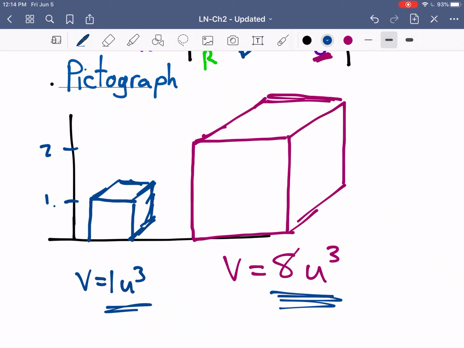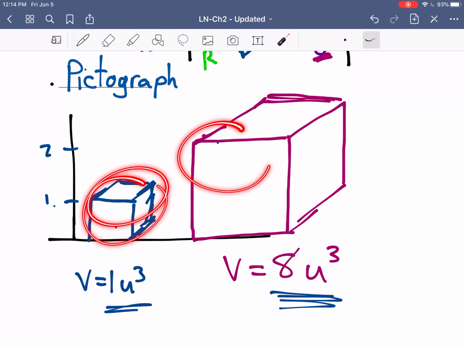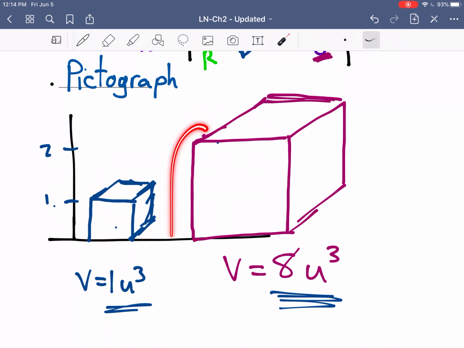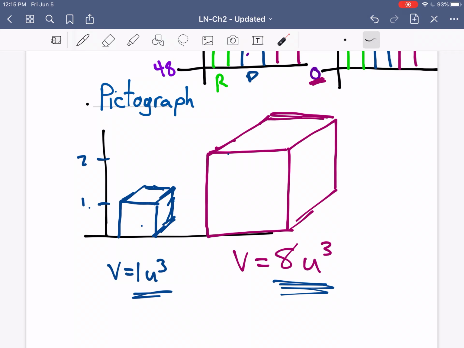When we look at the heights, we've only doubled the height, right? But the volume was not just doubled. The volume ended up getting multiplied by 8. It's not just 2. And so we have to be really careful about that when we go through pictographs. Pictographs can be done correctly, but we just should be really, really careful.